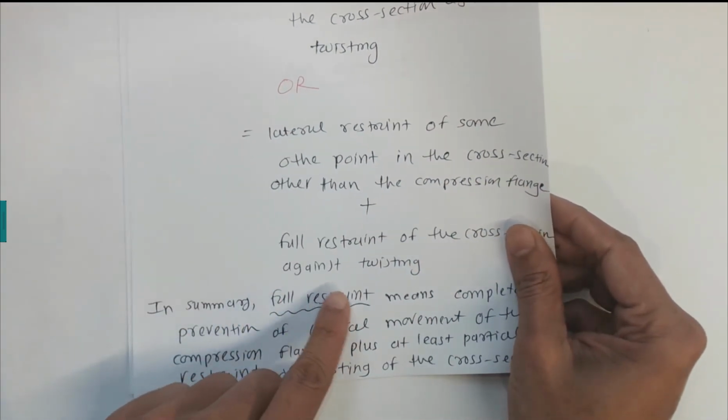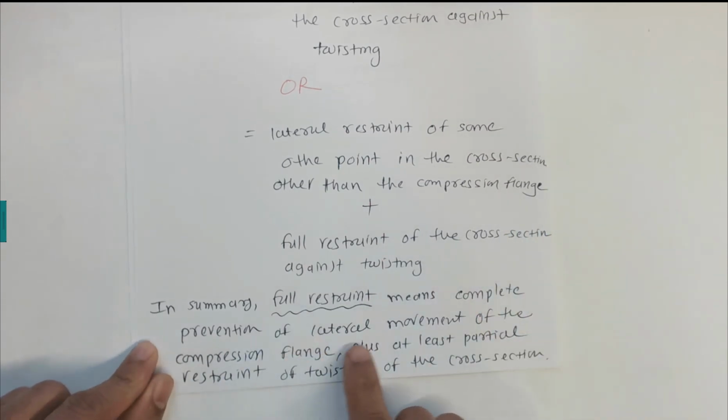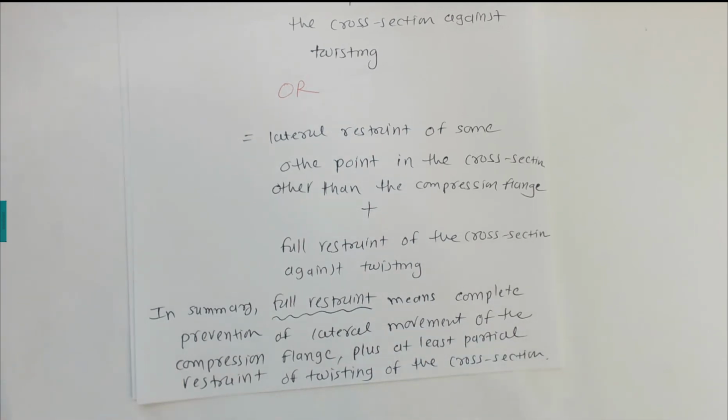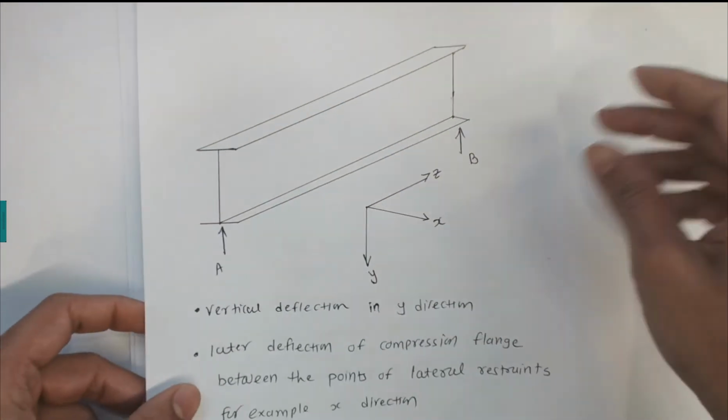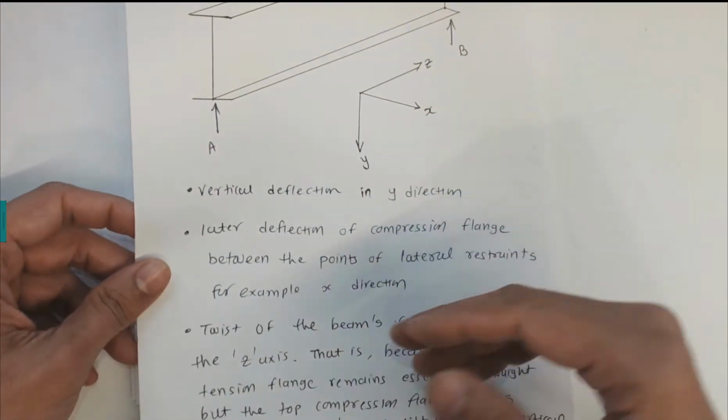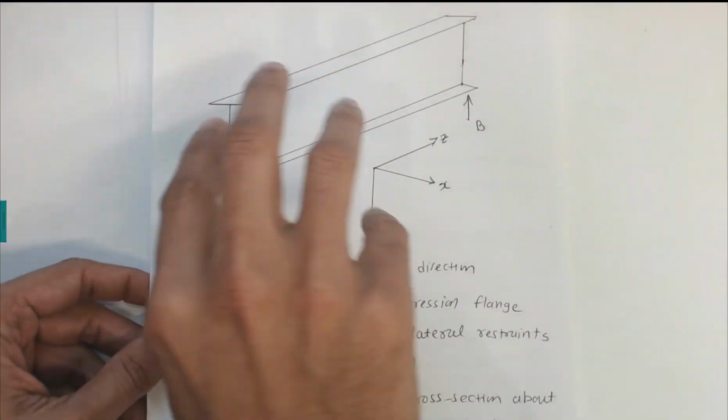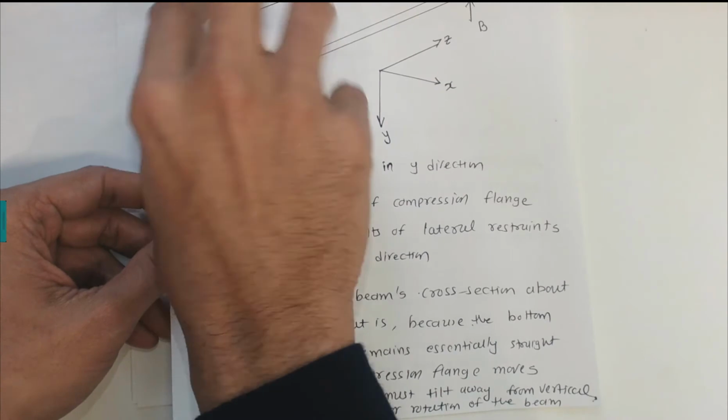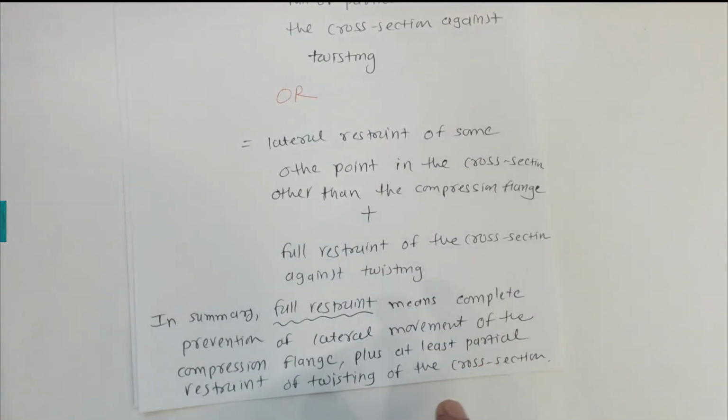Now in summary, full restraint means complete prevention of lateral movement of the compression flange plus at least partial restraint of twisting of the cross section. So full restraint means there is no lateral movement and partial twisting. About this z-axis, the twisting is partially restrained.